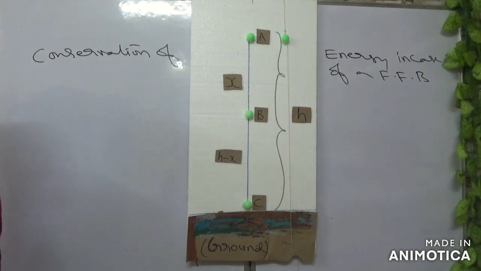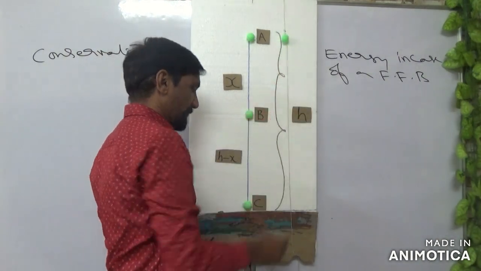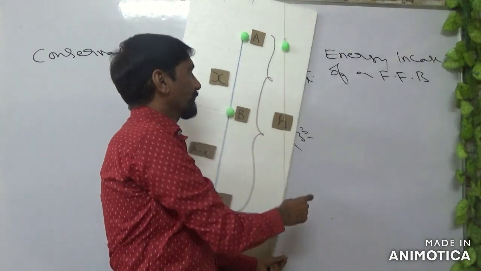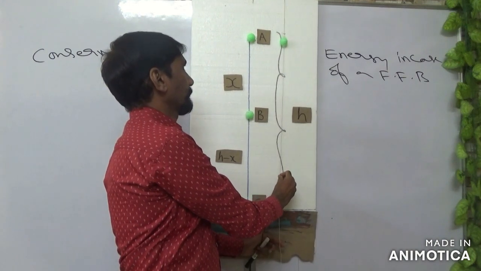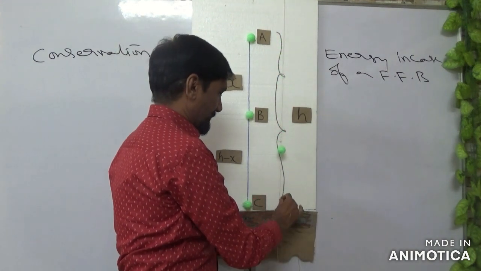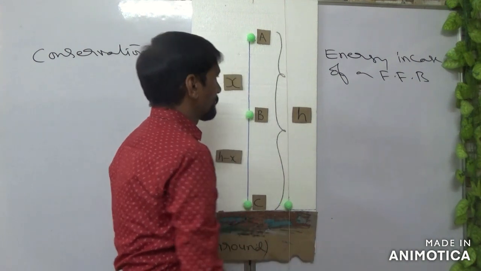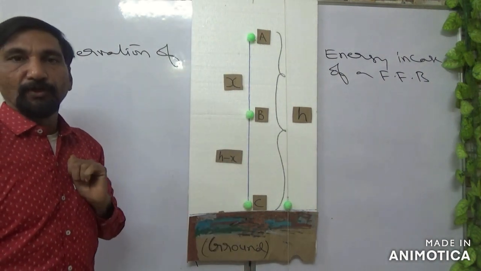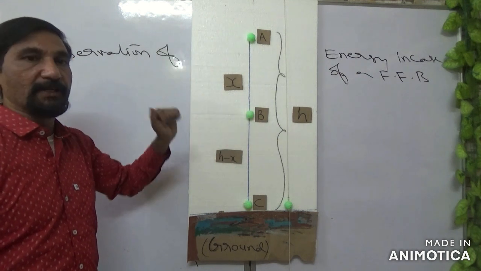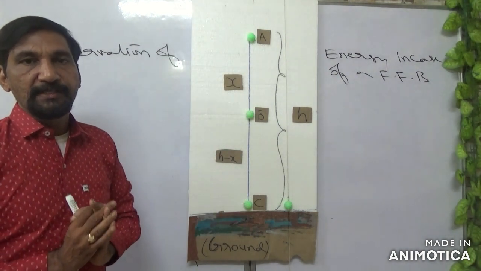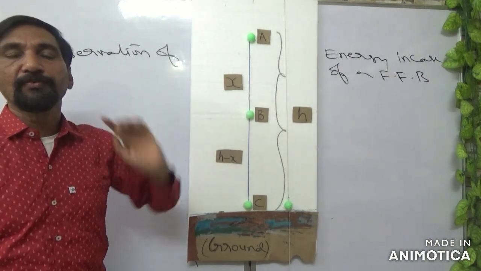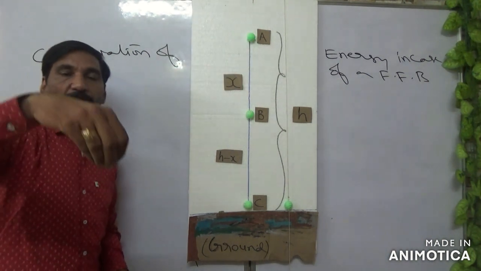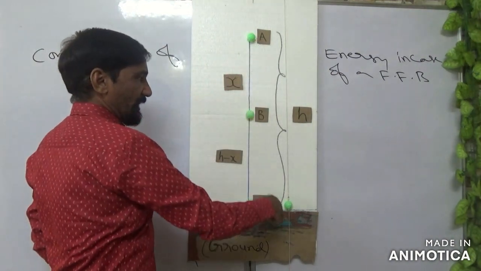Now let us consider a freely falling body, which is allowed to fall from a certain height, say h. So you are allowing a body to fall from a certain height. At point A, at point B, at point C, if total energy remains the same, we can say it follows conservation of energy. So let us consider point A. You are leaving a body from height h.